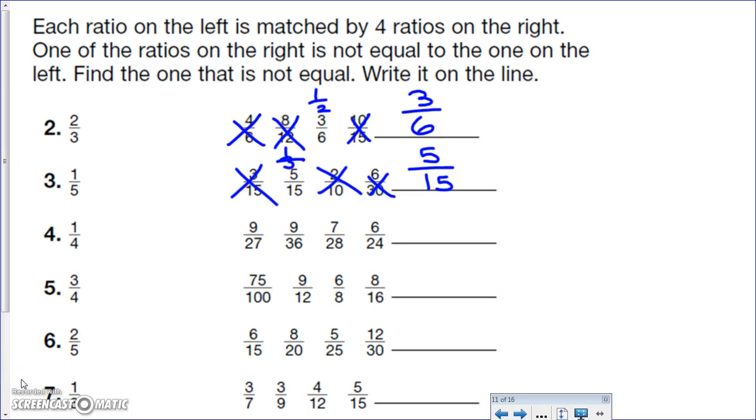For 4, we need to simplify to 1/4. So we start with 9/27. We divide those both by 9, and we get 1/3, not 1/4. Then we check the other 3 just to make sure we did our math correctly. We have 9/36. We divide both by 9, we will get 1/4. 7/28. If we divide both by 7, we will get 1/4. And 6/24. If we divide by 6, numerator and the denominator, we get 1/4. So we know our answer, the one that doesn't match, is 9/27.